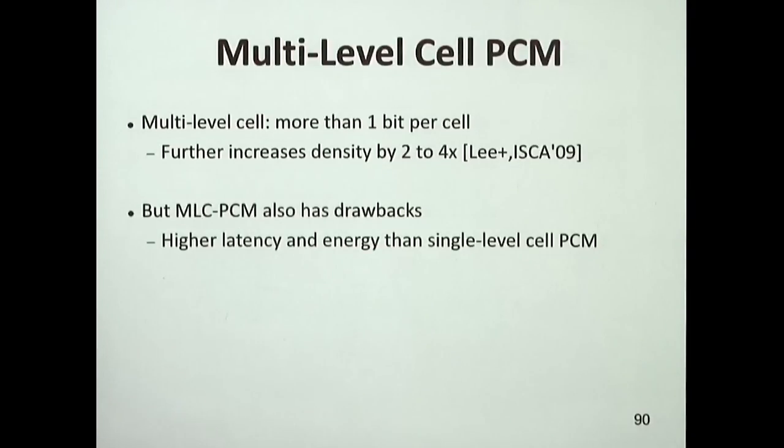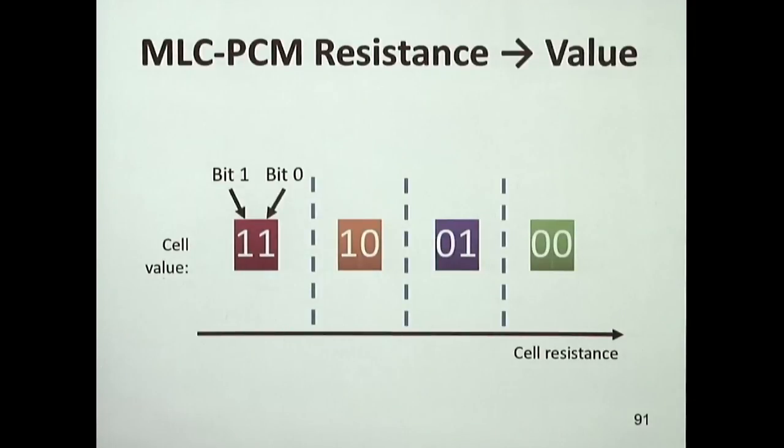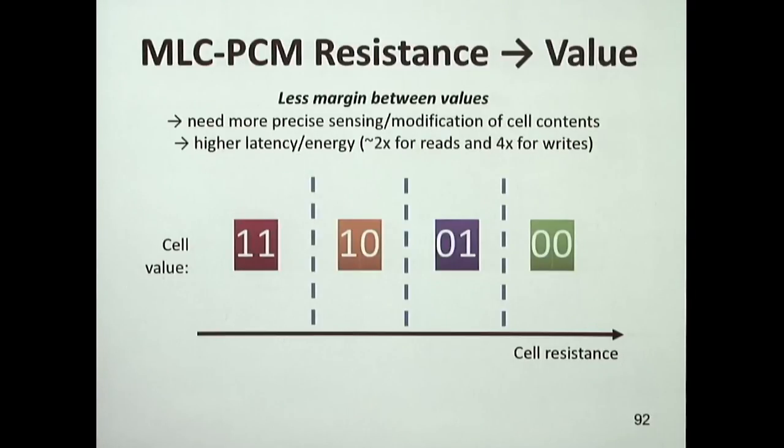Of course, it has some drawbacks as well, because you have higher latency and energy. But now you have higher density, as you can see. Basically, you can divide the resistance range into 4 in this case. And this range stores 1 1, 1 0, 0 1, 0 0. But of course, the downside of this is now you need more precise sensing and modification of the cell contents.